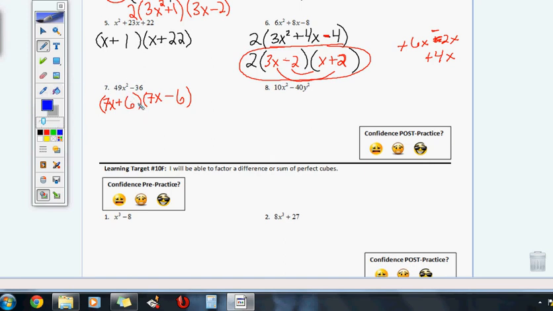Okay, moving along to the next one. This is so confusing, I don't know what I'm doing. Well, that is because you are not looking for a greatest common factor. If you look here, a 10 comes out of both, and then life is going to get a lot easier for you.